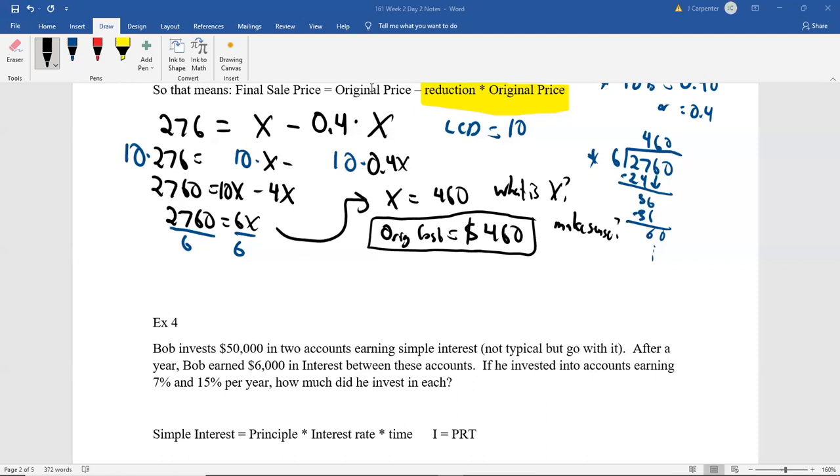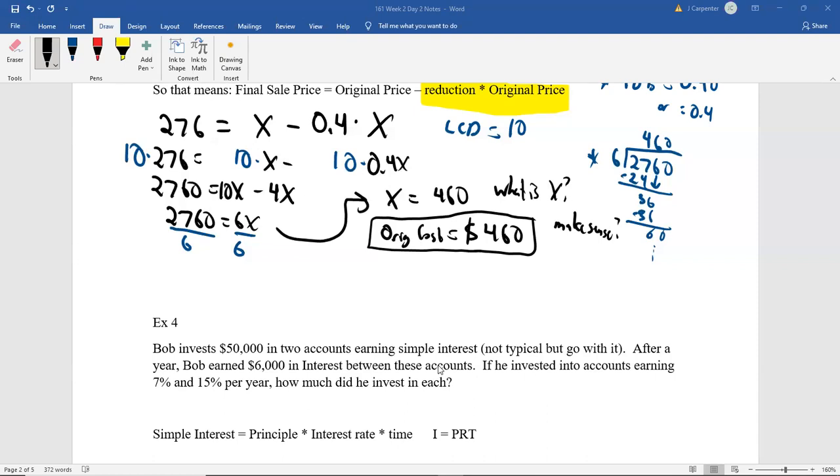So simple interest is the triple product of principal, interest, and time. Got to have that memorized. That's how we're going to calculate the interest for account A. That's how we're going to calculate the interest for account B. So what's the principal? We don't know how much we put in each of these accounts.